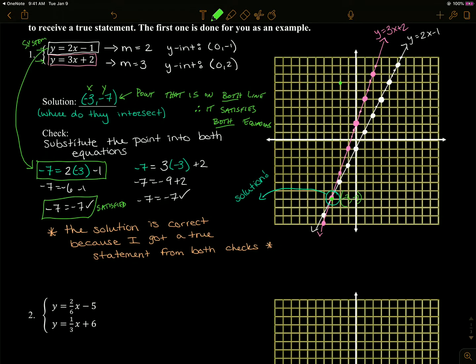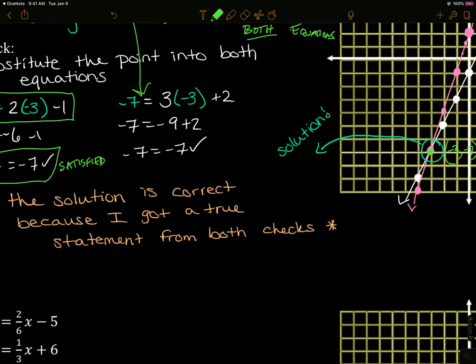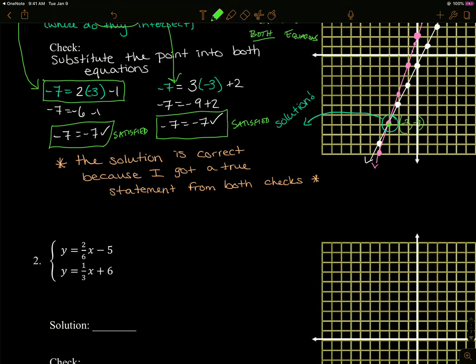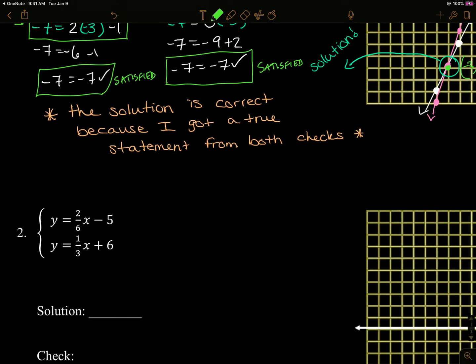Now, I want to show that that point also satisfies the second equation. So I take this x and y point and I put it into the second equation here. I simplify down to this statement, which is also true. So therefore, that point also satisfied that equation. So the solution is correct because it satisfies both equations, or you could just say it's true. You got a true statement from both checks.